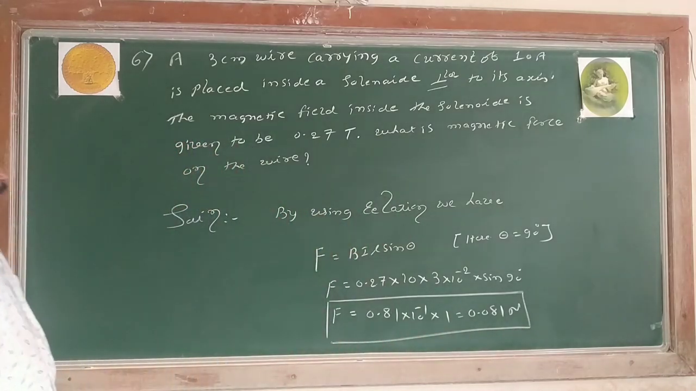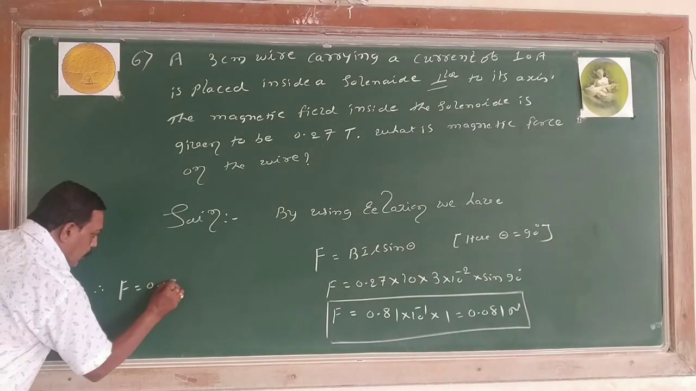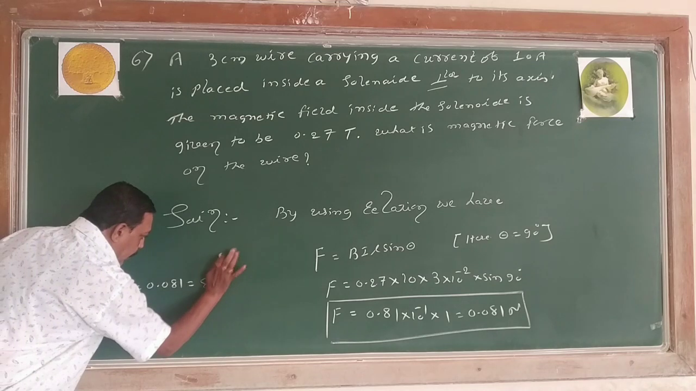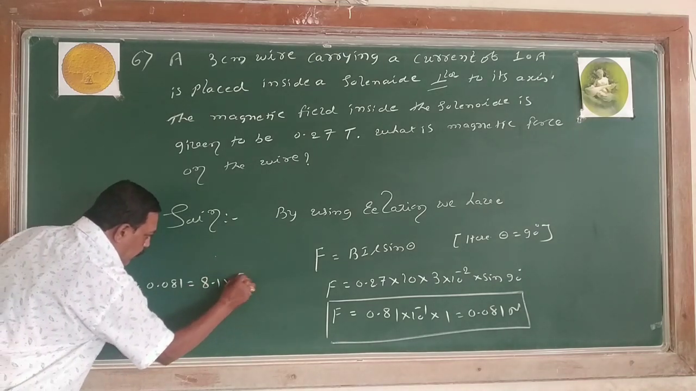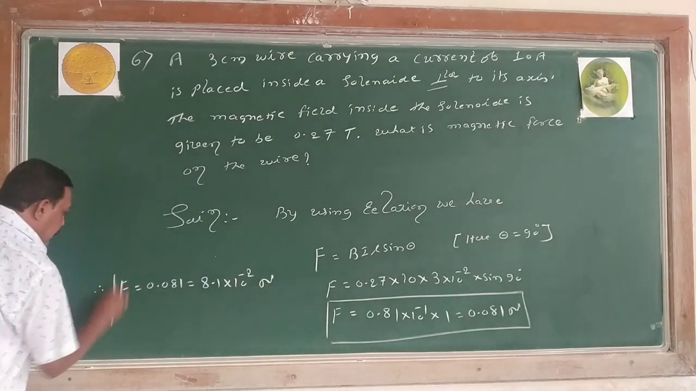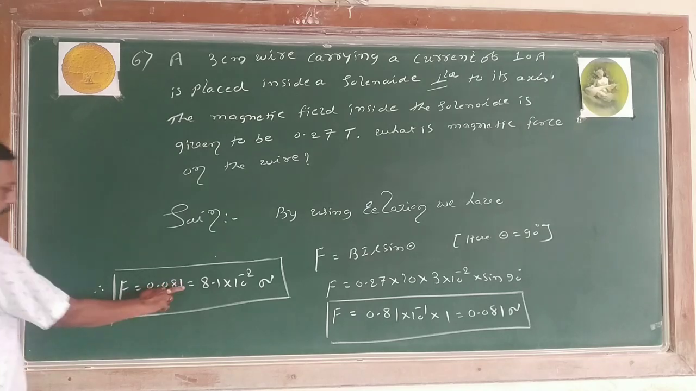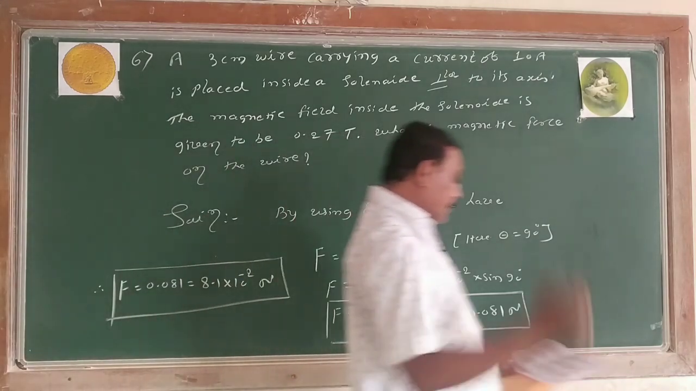Right? Or 8.1 into 10 to the power of minus 2 Newton. Therefore, ऐसा भी लिख सकते हैं, F equals to 0.081 और दो जगह हटा दो, 8.1 into 10 to the power of minus 2 न्यूटन. दिस इज योर आंसर. अब कैसा भी लिख सकते हैं, दो जगह हटा दे और तीनों जगह हटा दे. 81 into 10. दिस इज योर आंसर. एक बार देख लो.